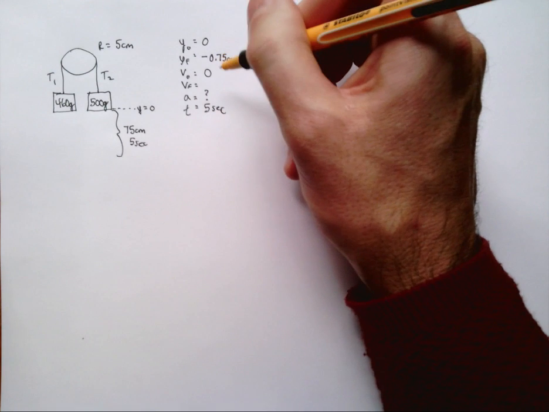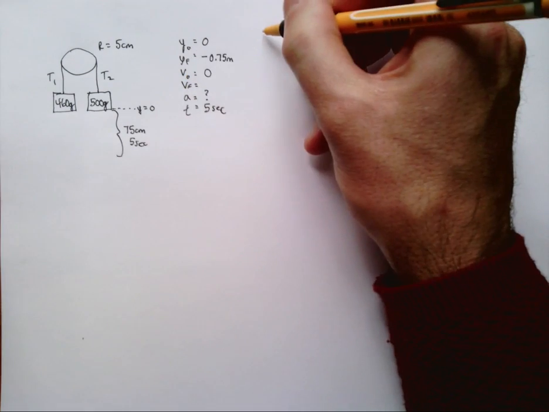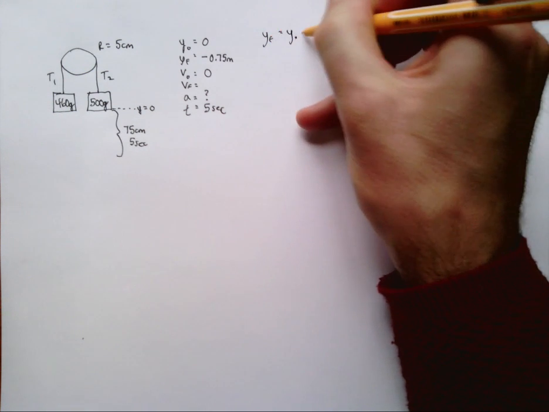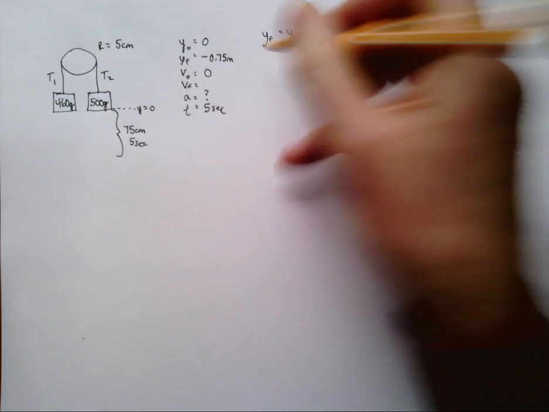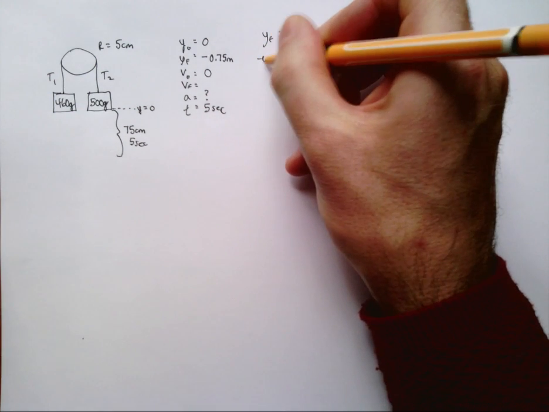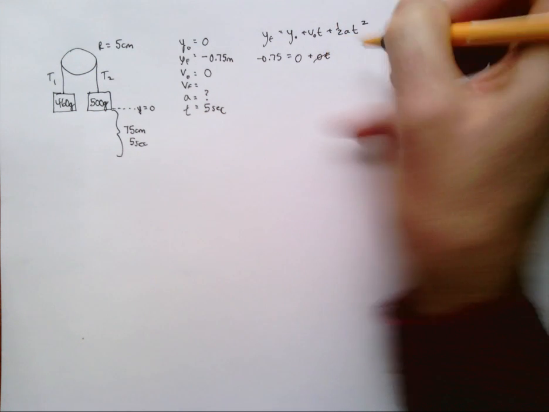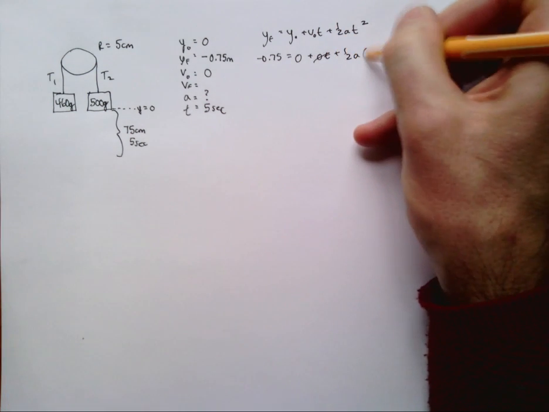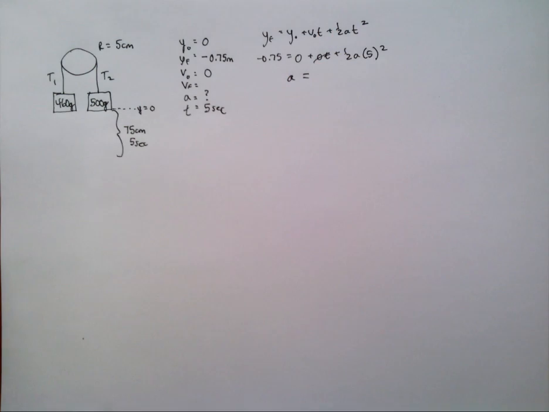Anyway, I'm going to look for an equation that doesn't have VF in it, and that's this one, YF equals YO plus VOT plus 1/2 AT squared. So negative 0.75 equals 0 plus 0t plus 1/2 a times 5 squared. Shouldn't be too hard to solve for acceleration there.